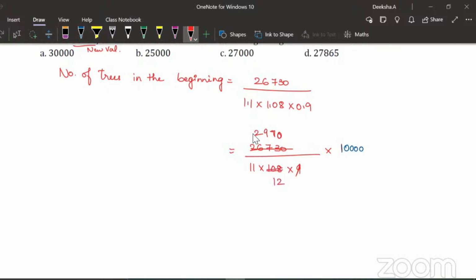9 12s are 108. 9 3s are 27. You will get 330. Now this is divisible by 11. 11 3s are 33 and there is a 0. Now 12 2.5s are 30. So 2.5 into 10,000 gives you 25,000.